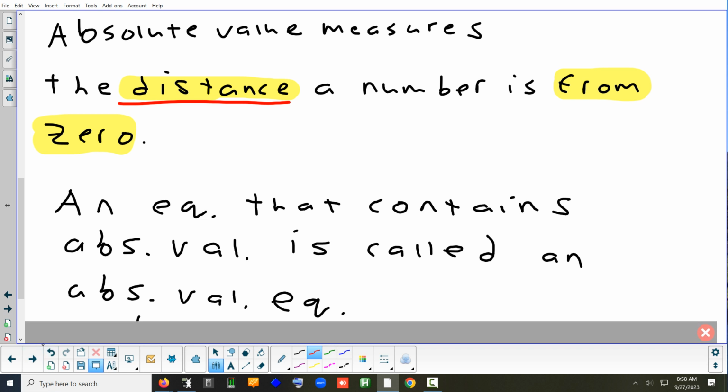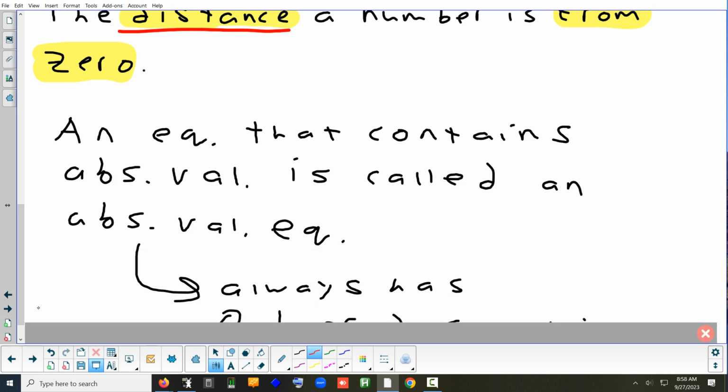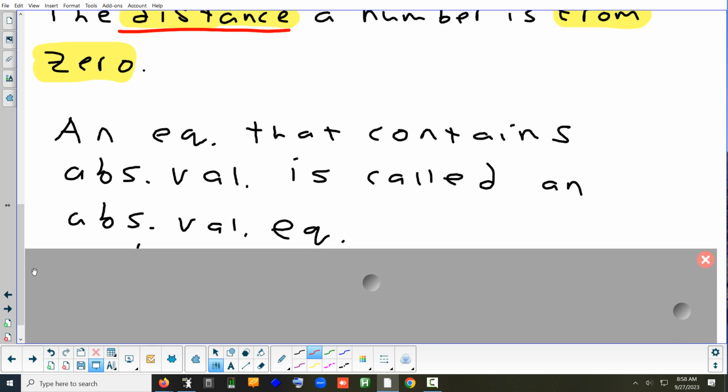So that part, no, you don't have to write that part down. But you might wonder, how do you know if something is an absolute value equation? Well, it has an absolute value in it. So if you had something like this, is that an absolute value equation? No, it doesn't have any absolute values in it. It's not two lines. That's an absolute value equation.